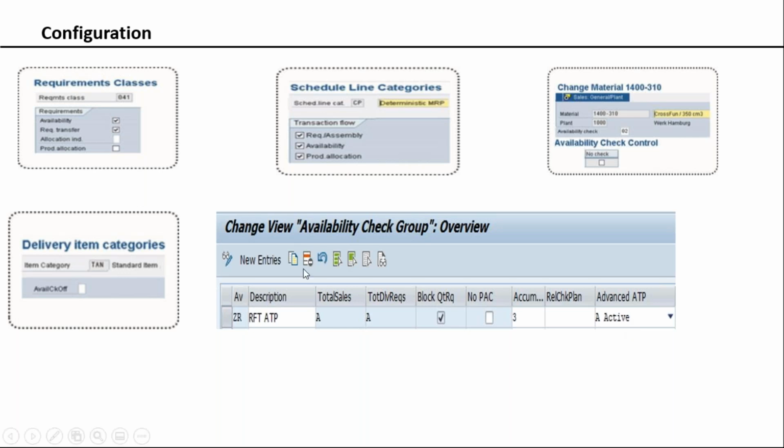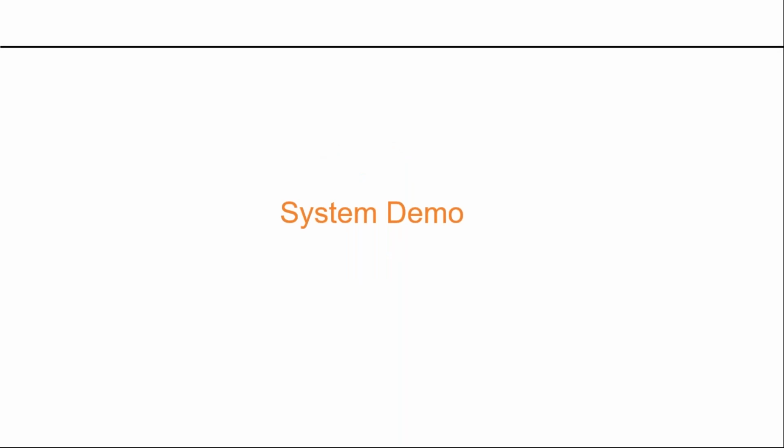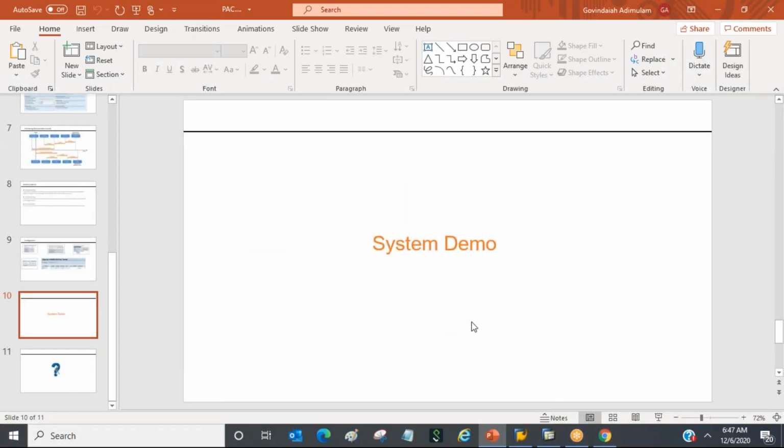Don't get confused with these values. These are from old screenshots from 1909, but I created different values, so you may see different values in the system. Okay, so we can see the system demo. Any questions, Himanshu, so far? That's good for now. Okay.